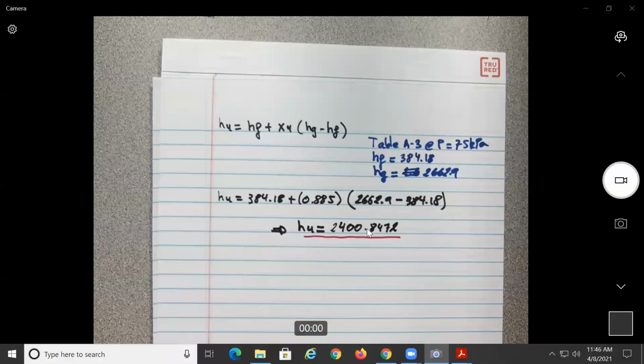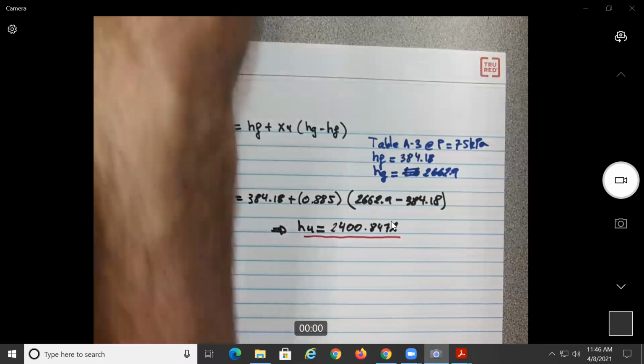Okay, so we get 2400.8472. We can put 2400.85.